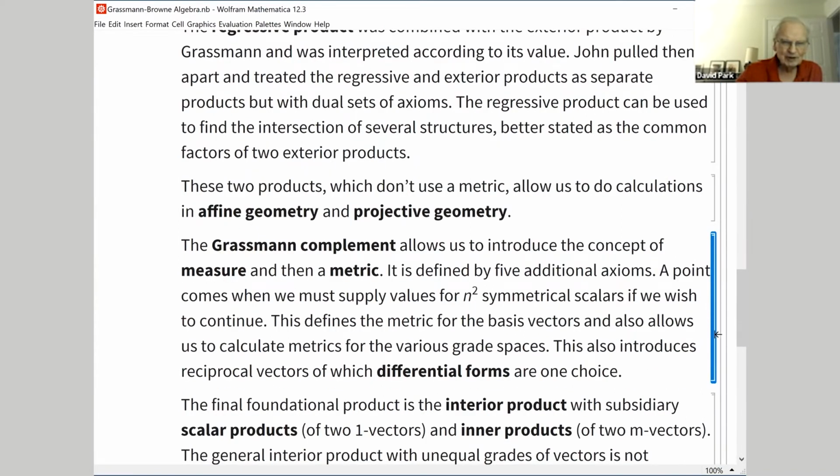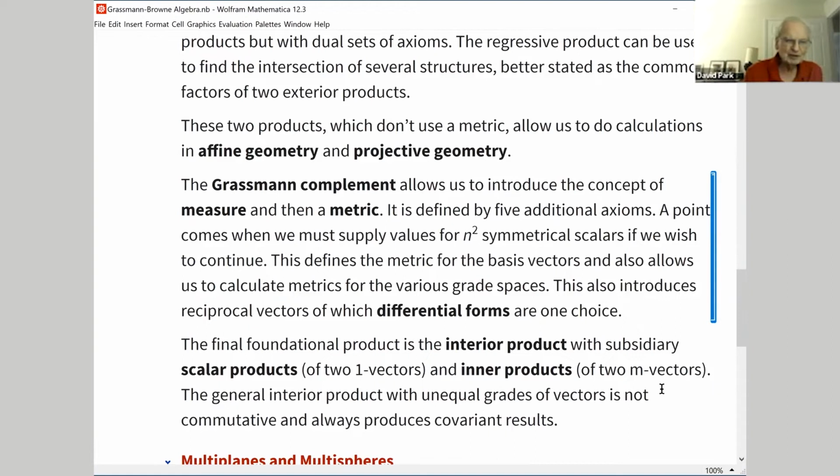The Grassmann complement allows us to introduce the concept of measure and then a metric. It is defined by 5 additional axioms. A point comes in the development when we must supply values for n-squared symmetrical scalars if we wish to continue. This defines the metric for the basis vectors and also allows us to calculate metrics for the various grade spaces. This also introduces reciprocal vectors, of which differential forms are one choice.